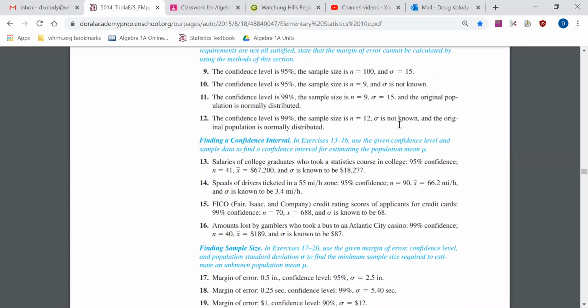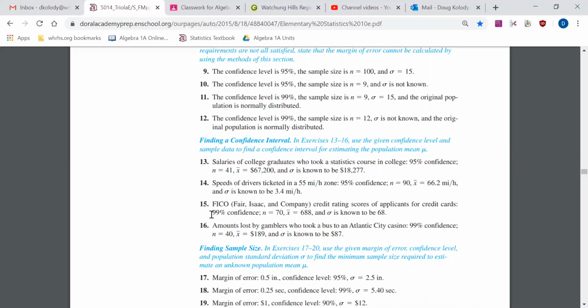So here it is. It says use the given confidence level and the sample data to find the confidence interval, estimating the population mean mu. So it says for 14, speeds of drivers are 55 miles an hour. We want a 95% confidence interval. Sample size is 90. The sample mean is 66.2. That's what we're building the confidence interval around, the 66.2. So it's going to be 66.2 plus something and 66.2 minus something. Sigma is 3.4.